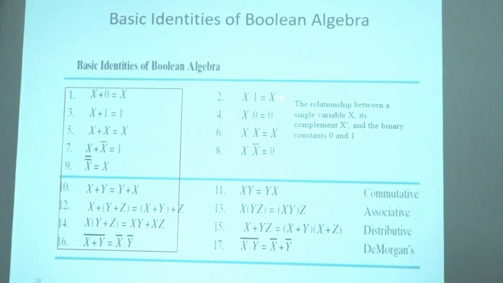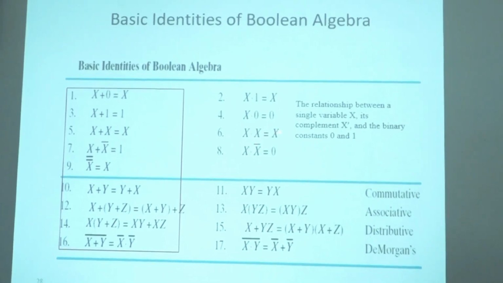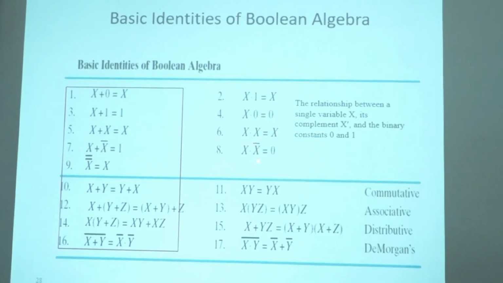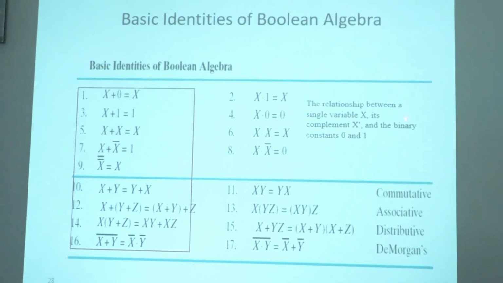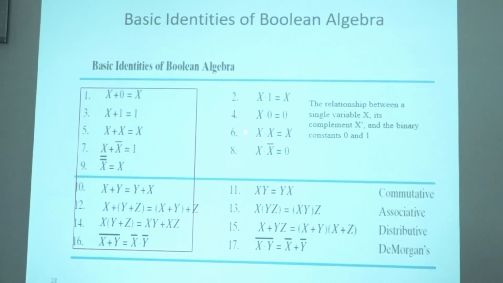Next, x into 1 is equal to x. X into 0 is 0. X into x is x. X into x complement would be 0. You can apply zeros and ones and you can check this. So the first half says the relation between a single variable x and the complement of x and the binary constants. X with binary constants, x with the same variable x on different operations.